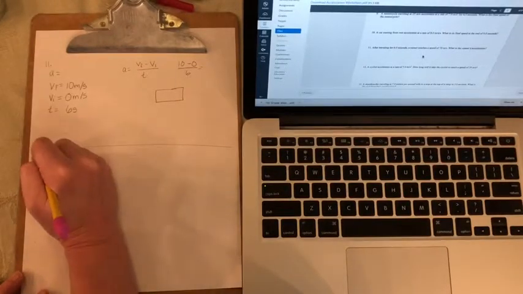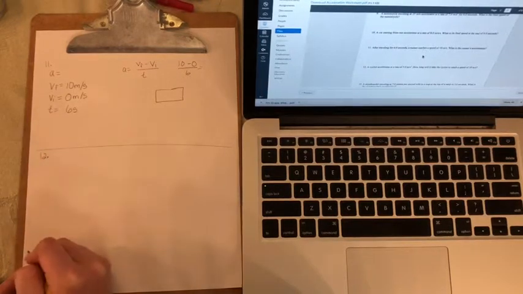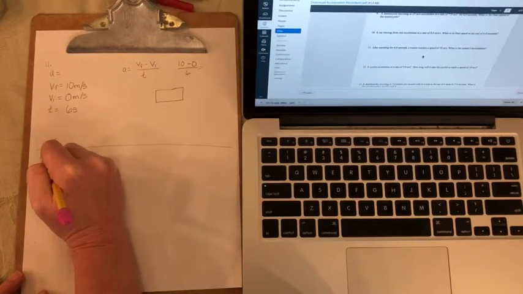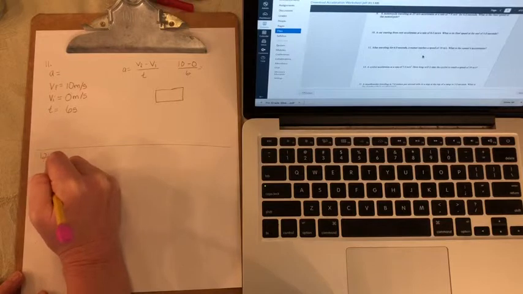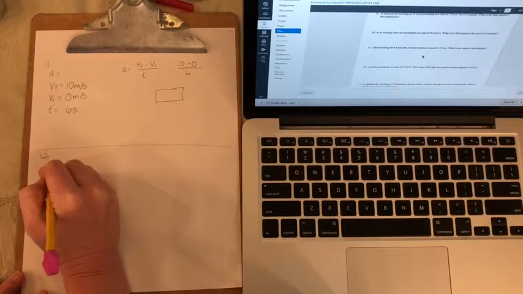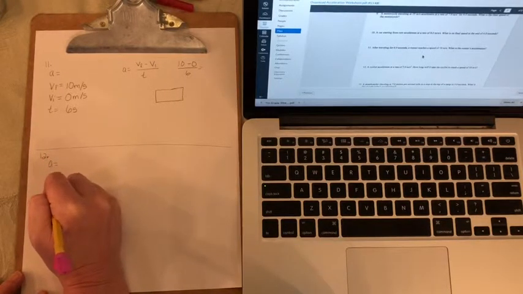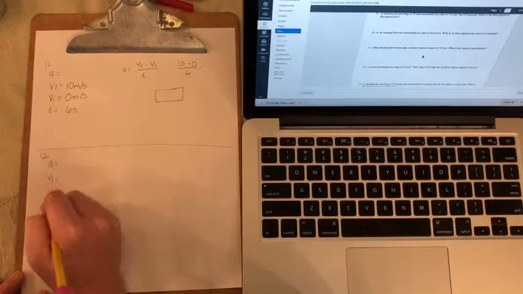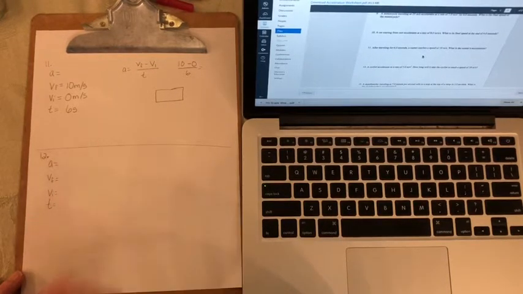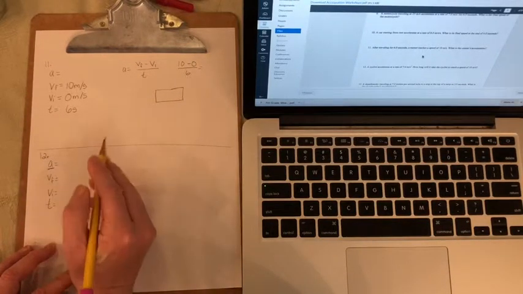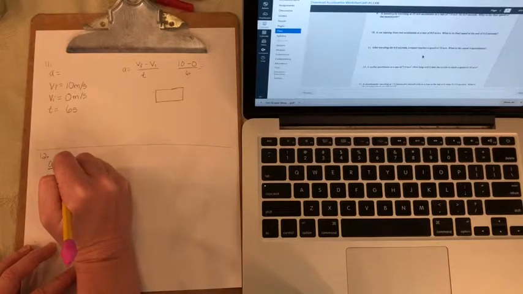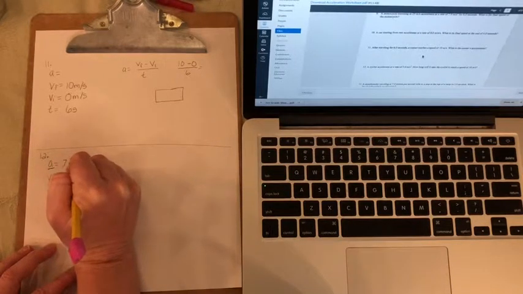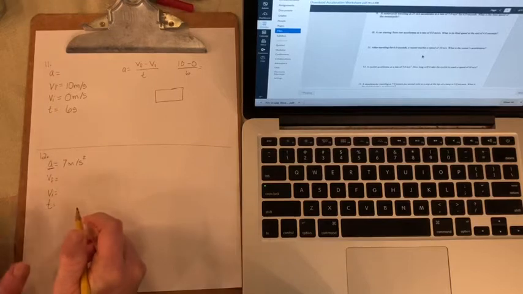For the next one, for number 12, you are going to write the same things. A, V final. A is acceleration, VF is V final, VI is V initial, and for time, how long did it take? So in this one, it's interesting. It says the cyclist accelerates at a rate. So accelerates at a rate is where you write that first one. So it's 7 meters per second squared.